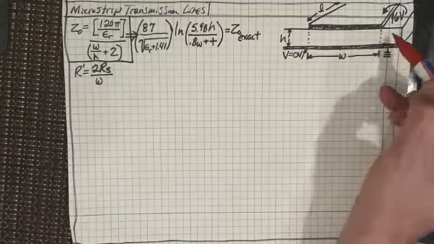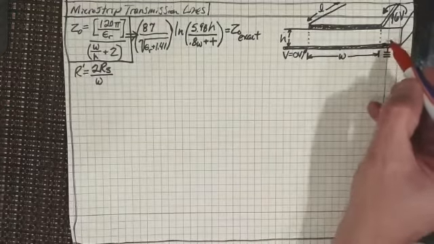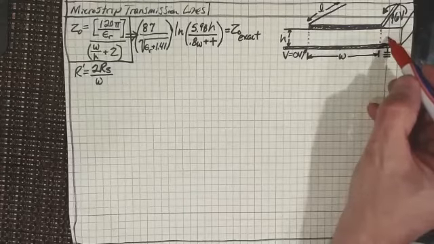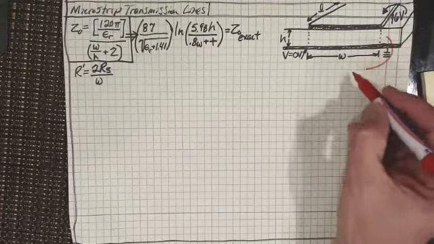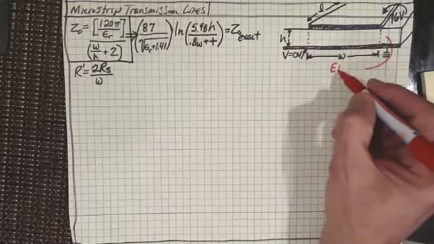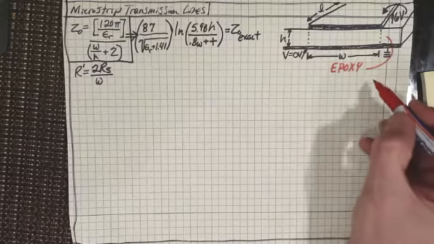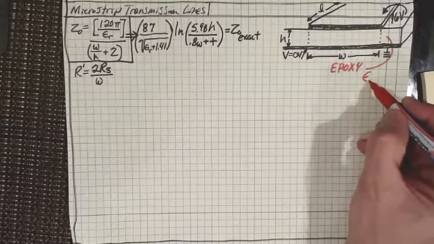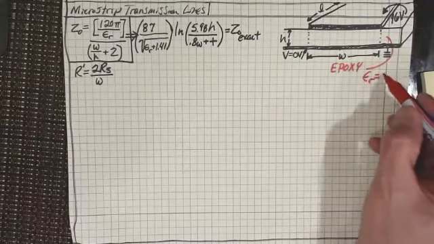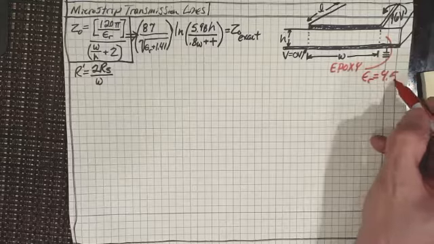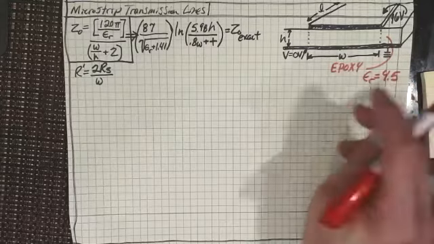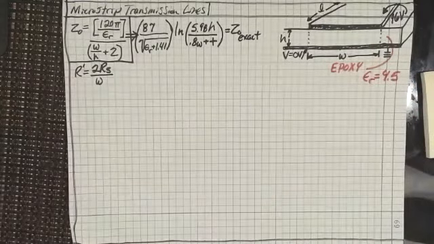Now, this part in the middle here of the printed circuit board is made out of epoxy, right? And you're probably thinking, well, let's see, epoxy, the relative permittivity of epoxy is about 4.5. That's right. It is 4.5. And I'm amazed you knew that.